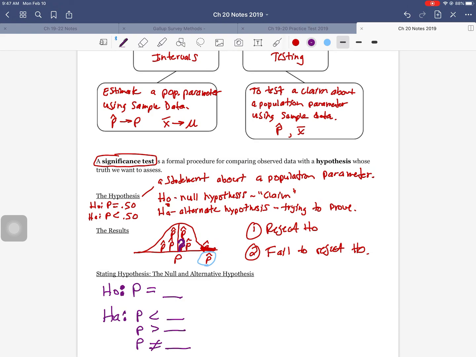Those are your options. And you will know which one of these to use based on the context of the question. They'll say right in there, you know, we think it's less than this, we think it's more than this, or they'll say something like, we think it's different or not equal to. So you'll need to state those hypotheses when we do these problems.